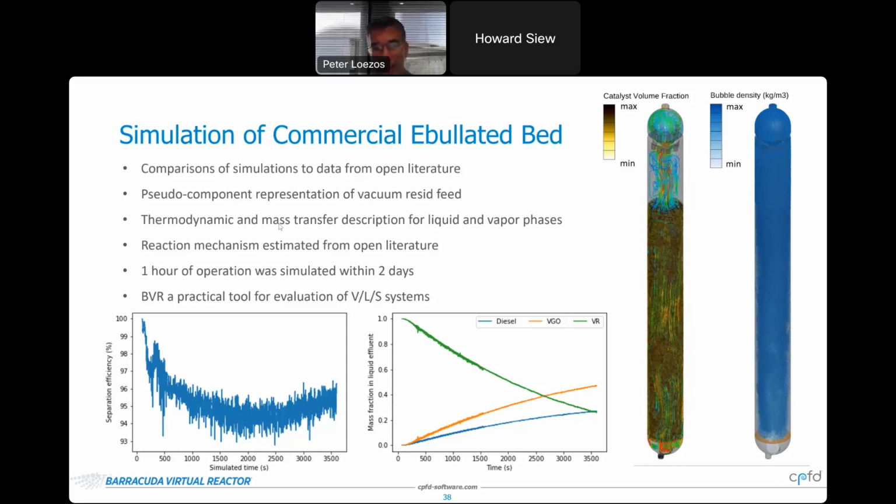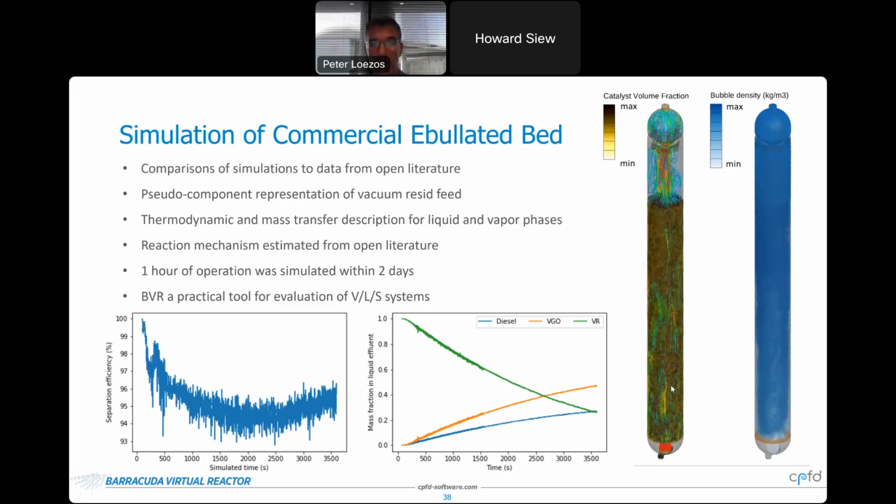So what I want to highlight here is the efficiency of the code. People have used CFD to look at ebulated beds before, but because of the size of the problem, typically they're looking at just one section of the ebulated bed, either the vapor liquid disengager or the feed zone. And generally they're only looking at a quadrant of this and assuming symmetry. But here we're able to simulate the entire reactor.